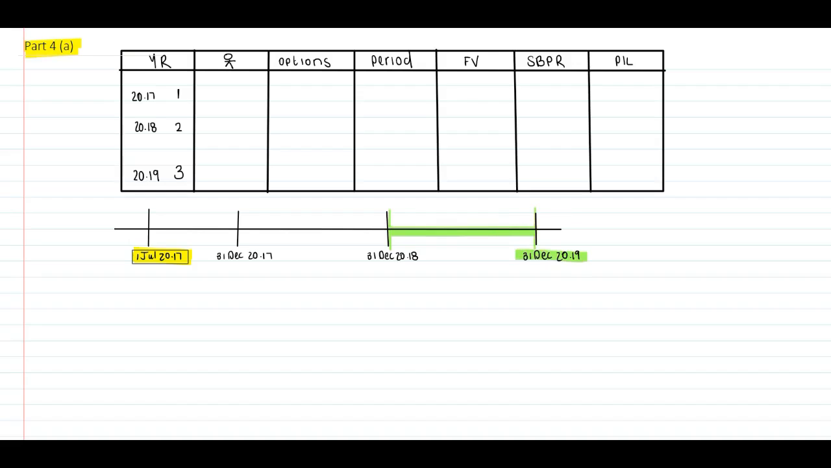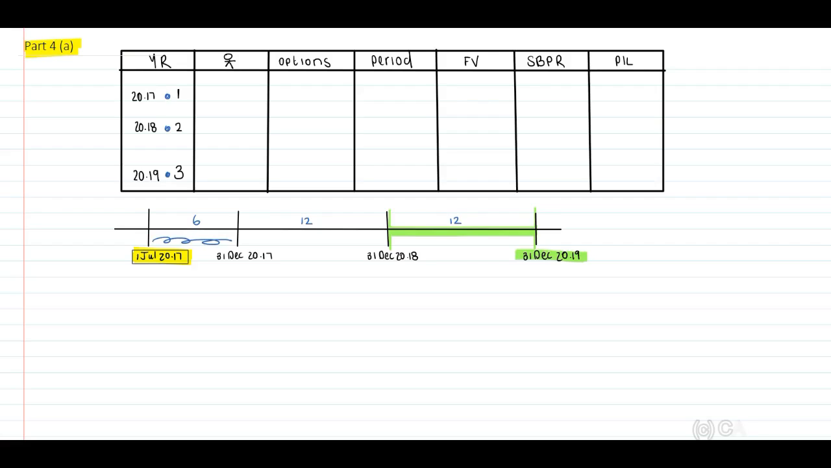Therefore, this is important. This is why I include my timeline, to ensure that I understand the flow of my transactions. When I look at this, my first section will be 6 months. Then for 2018, 12 months and another 12 months. Now I'm able to complete my table. I've included my year 1, year 2 and year 3.